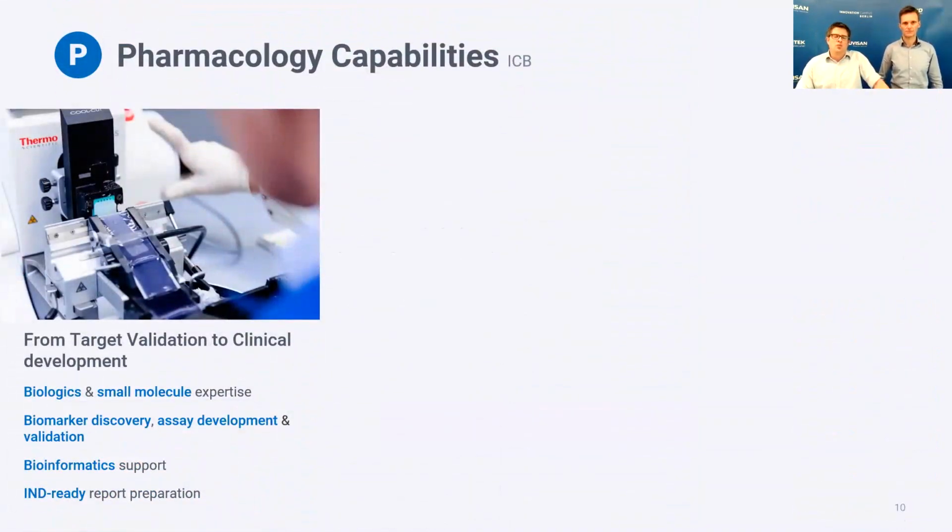Talking now a little bit more about Innovation Campus pharmacology capabilities. Here on this slide, first of all, we can bring a lot of expertise in biologics as well as small molecules. We have a biomarker discovery group, which can assist you in assay development as well as in validation along the whole value chain. We are supported in all our activities by a bioinformatics group. And as mentioned already, yes, we can support you with IND-ready reports and the preparation of them.